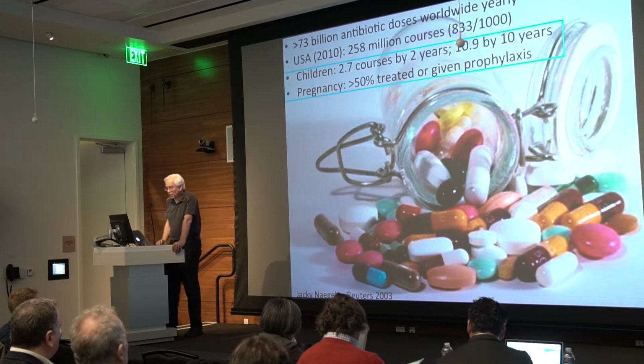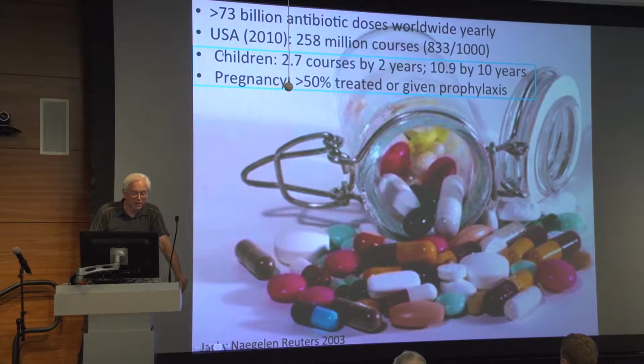This has been going on year after year. Extrapolating from the CDC data, children are getting nearly 3 courses of antibiotics by the time they're 2 on average, and by the time they're 10, about 10 courses of antibiotics. Pregnant women in the United States, more than 50% are receiving antibiotics sometime during pregnancy. This is just before the intergenerational handoff of the microbiota. So it's happening on a great scale, and in some countries, like China, for example, it's happening on an even greater scale.